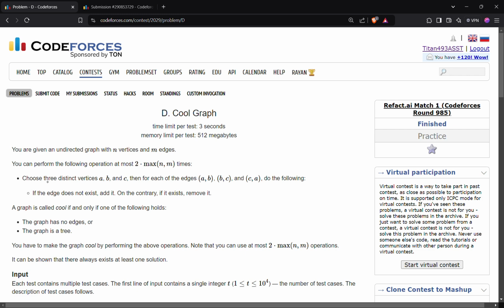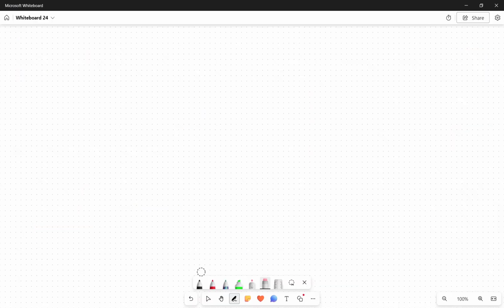So what the operation states is that we can choose the three distinct vertices a comma b comma c, and then for each of the edges a comma b, b comma c and c comma a, do the following. If edge does not exist, add it, and on the contrary, if it exists, remove it. So the operation is basically that.